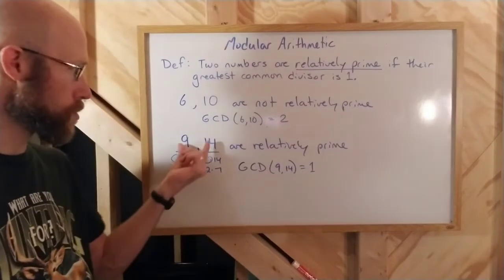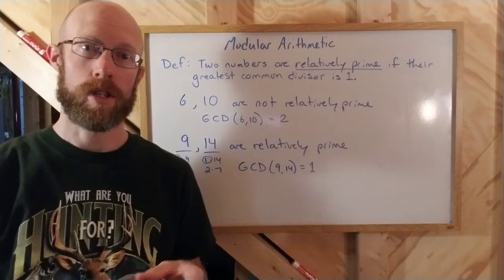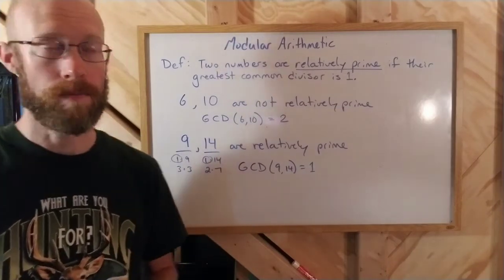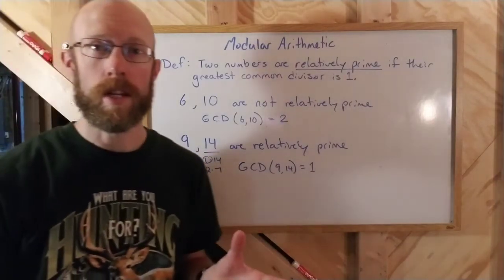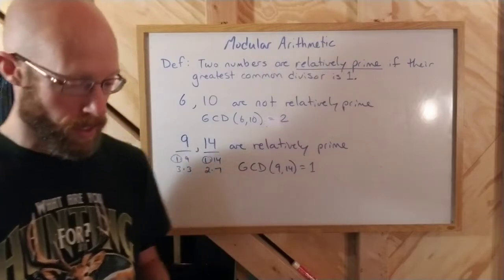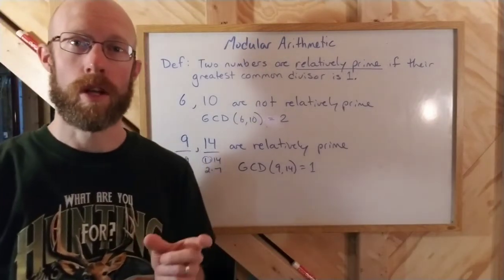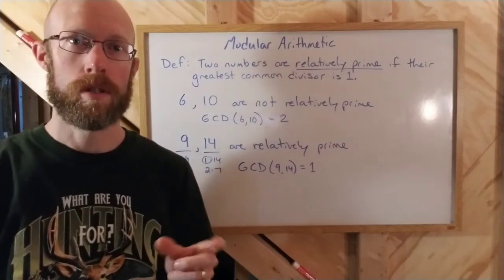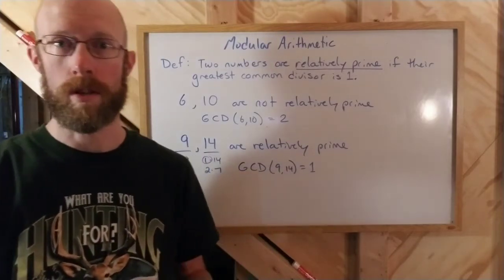Now, neither one of these numbers is prime itself. The numbers don't have to be prime. They just have to share the number 1 as a factor only. Okay, so that's just a definition of relatively prime. And this is going to be a really interesting idea because numbers that are relatively prime create very important patterns and relationships.